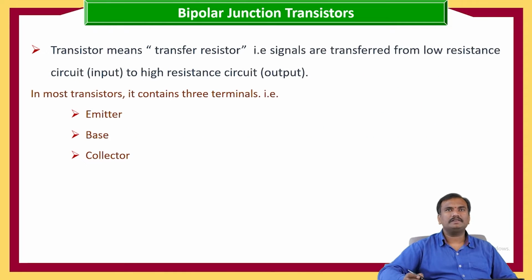Here transistor means transfer resistance. Transfer resistor, that is, signals are transferred from low resistance to high resistance circuit. Most transistors contain 3 terminals, that is emitter, base, collector. So whatever the 3 layers in the transistors are called emitter, base, collector.